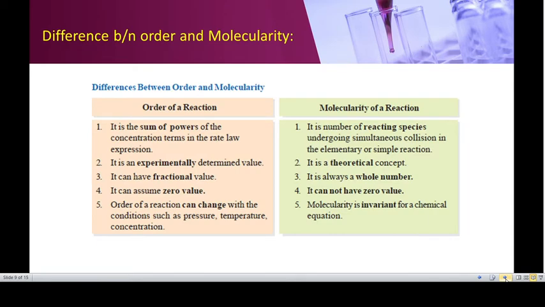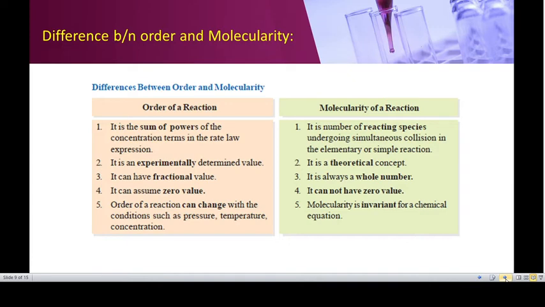What are the differences between order and molecularity? By definition, order is the sum of powers of concentration terms involved in a rate law equation. Molecularity means the total number of reacting molecules. So order can be experimentally determined, but molecularity is a theoretical value. And order can be a fraction. It may be 0.5, 1.5, 1.25, etc. But molecularity must be a whole number because you cannot have half a molecule, one third of a molecule, etc. So order can be a fraction, molecularity must be a whole number.